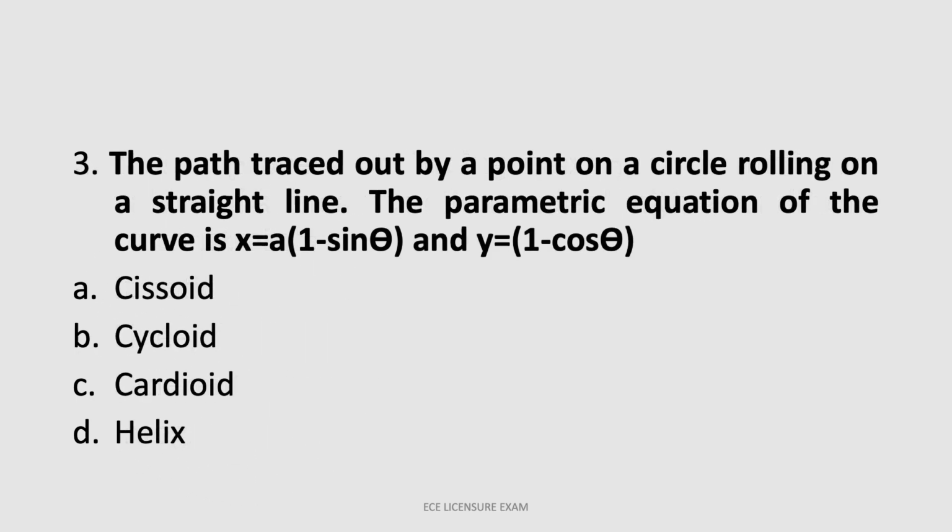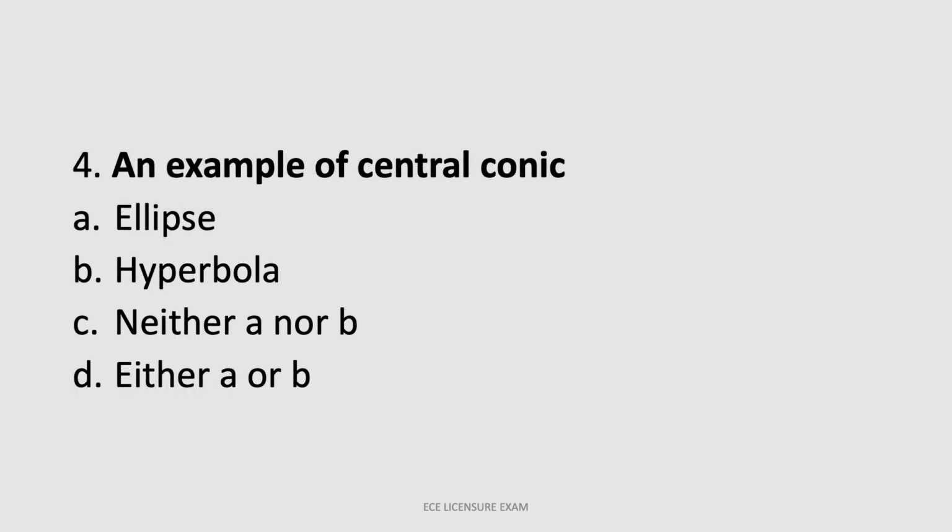The path traced out by a point on a circle rolling on a straight line. The parametric equation of the curve is x equals a times the quantity, theta minus sine theta, and y equals a times the quantity, 1 minus cosine theta. Cycloid. It is an example of a central conic, either A or B.